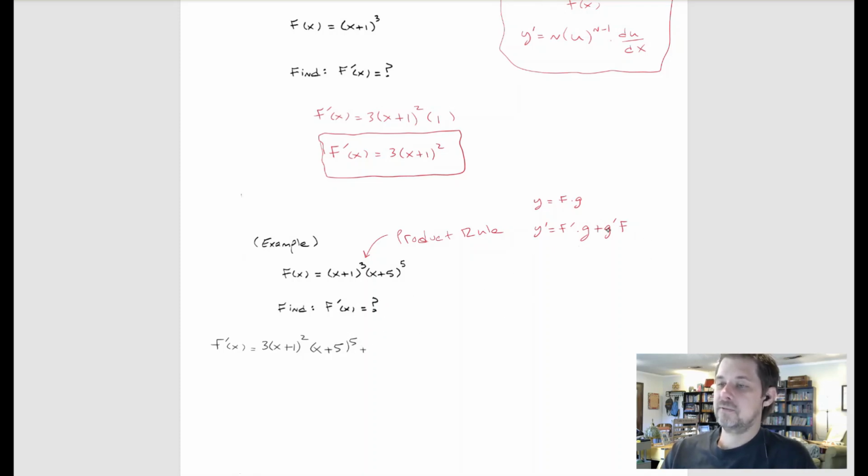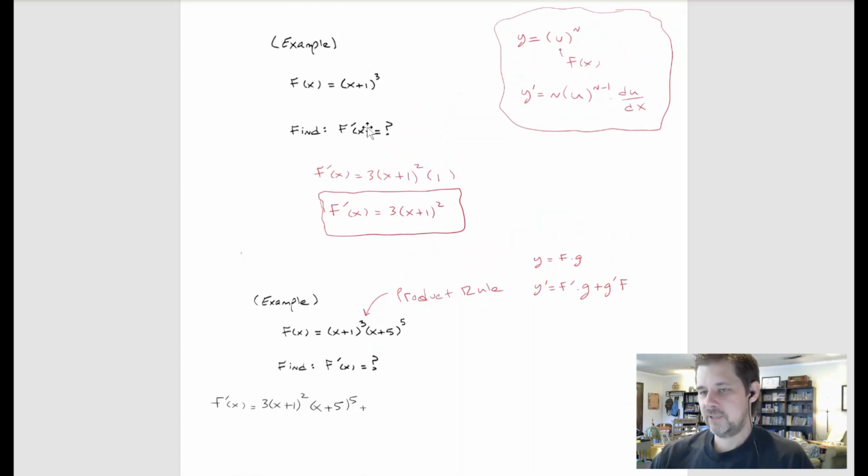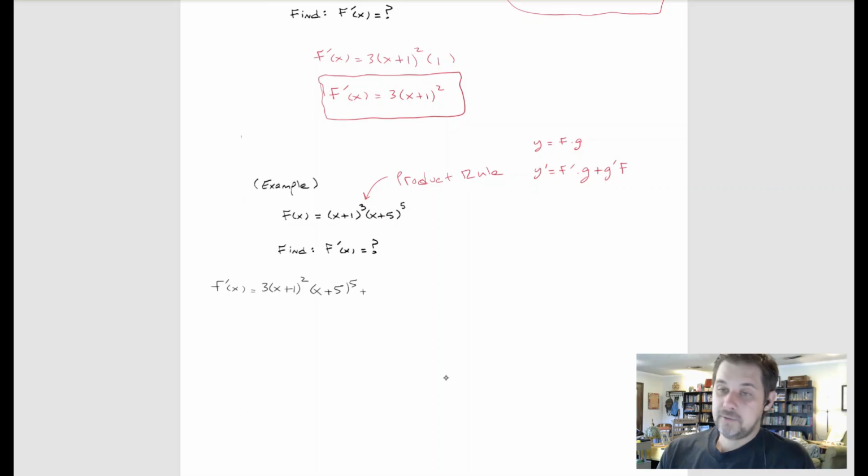Then plus g prime. So what's the derivative of x plus 5 to the fifth power? That really wouldn't be any different than working this one out. The derivative of x plus 5 to the fifth power is 5 times x plus 5 to the 4th power. So that's g prime. And then times f.